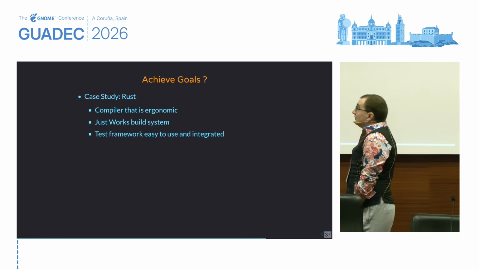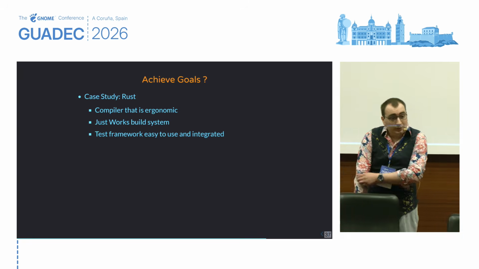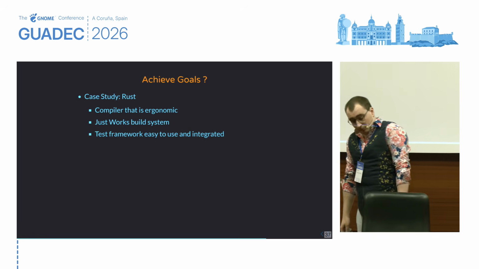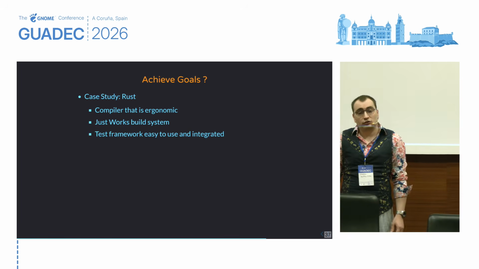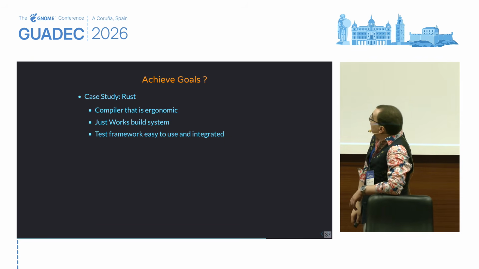Compiler that is ergonomic. Yeah, I think that's a good description of Rust. A build system that just works. Cargo build, and you get your stuff. You can cross-compile. It just works. You don't have to define everything. You don't have to go through make. You don't have to define targets. You just cargo build. It works.